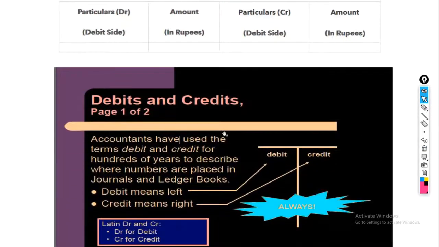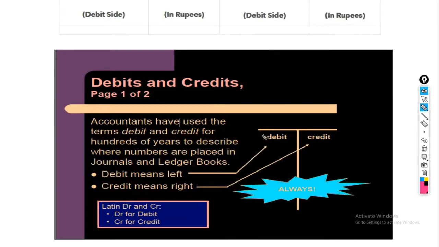Now, what a debit is and what a credit is: just like I showed you right here, this is a T-shaped account, and debit is right here and credit is always right here. Debit always means left and credit always means right. How we decide what to debit and what to credit, we'll learn in the next lecture. But for now, always remember that debit always means left and credit always means right, and debit is represented by DR and credit by CR.